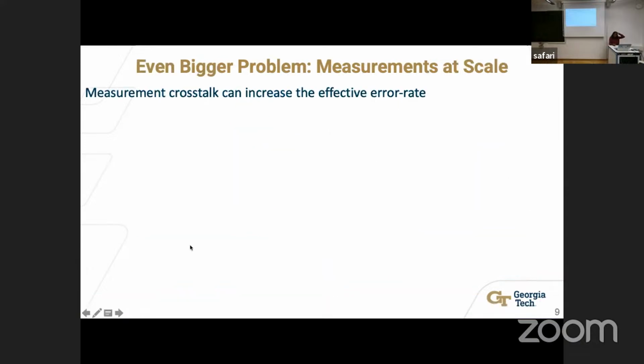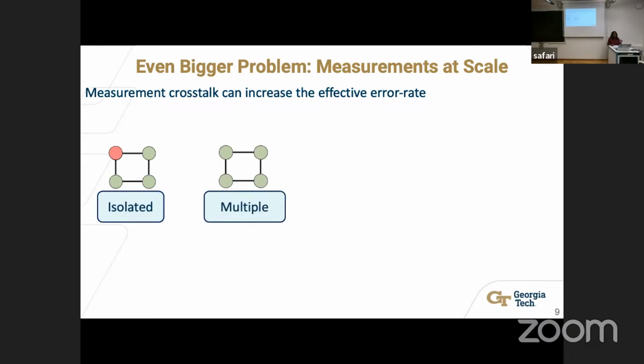Okay, now the even bigger problem with measurement errors is that when you measure a lot of qubits, these instruments interfere a lot with each other, creating crosstalk. And because of crosstalk, your effective measurement error rate actually increases. So let's say you're measuring a qubit in isolation, it has a certain error rate. But when you measure multiple qubits together, which is what you would typically do in a program, let's say you have a 4-qubit program, your computations are over, now you measure them. In that case, because of crosstalk, the effective error rate can increase.